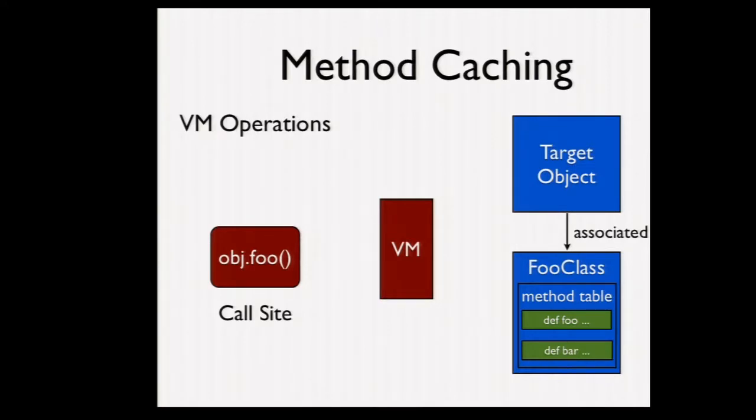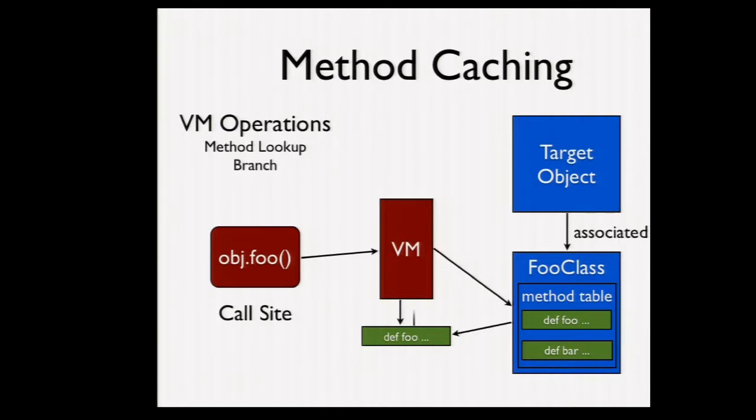So we've got our call to foo. We've got our foo class over on the other side that defines some methods. The first thing we're going to need to do is go and look up the method. That asks the VM, I need to make this call. I've got this object in hand. I've got the name of a method I want to look up. Go and find that method for me and bring it back so we can make that call.